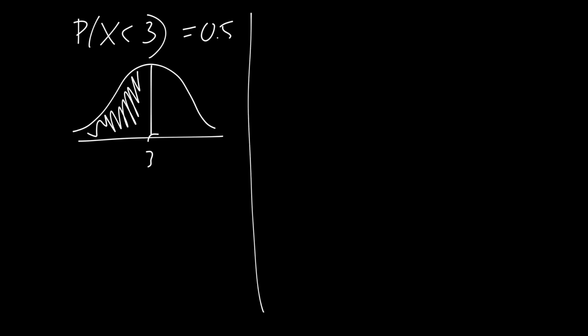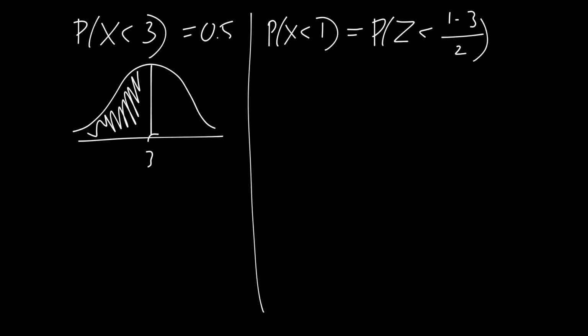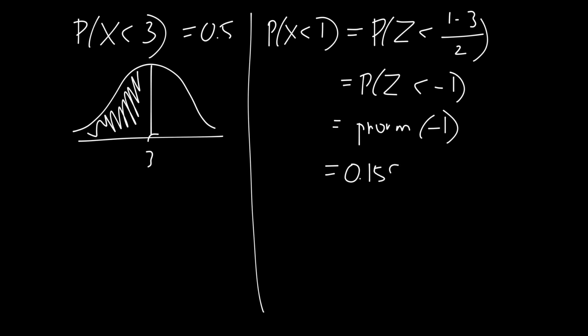Now what about the probability that x is less than 1? Well, certainly you can pop this into Pnorm again as well. So we can say this is equal to the probability that z is less than (1 minus 3) divided by 2. Okay, and that's going to be the probability that z is less than negative 1. And so all we need to do is Pnorm of negative 1. If you do Pnorm of negative 1, what you're going to get is 0.1586, and that would be our final answer.